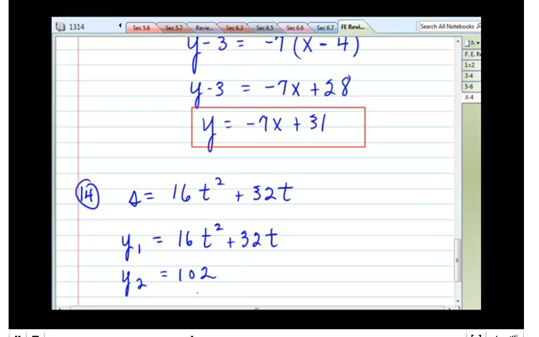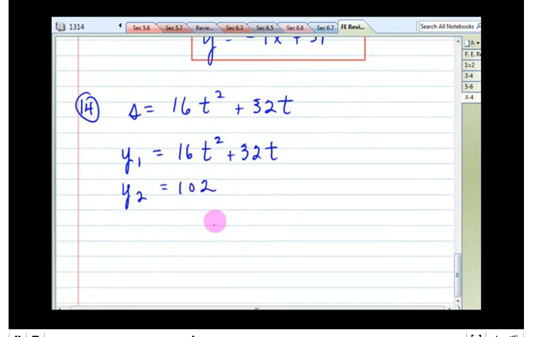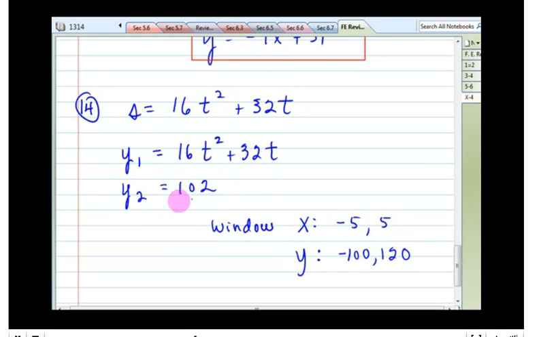You're going to have to adjust your window on this one. So for our sake right now, x should be -5, and y will work at -100, 120. You would have to adjust it on the test, so be aware that you'll have to do that. Why would I know that my y's got to be at least over 102? So that's why the y max had to be that.